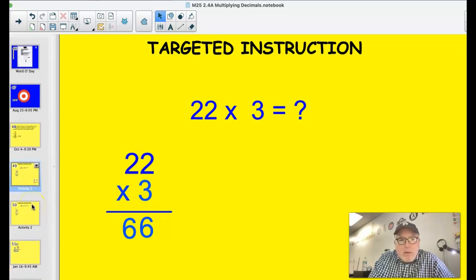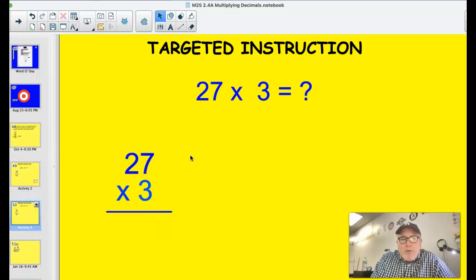Every slide gets a little bit more challenging here. So now 3 times 27. Well, this one's going to be just a little bit different. Watch what happens here. 3 times 7, it's 21. What am I going to do with that? Well, here's what you do. You take the 3 times 7, and you put the 1 down, and you put the 2 up. So there's your 21. Now you take 3 times 2, and that's 6. And you add those 2, that makes 7, 8. You have a total of 81.